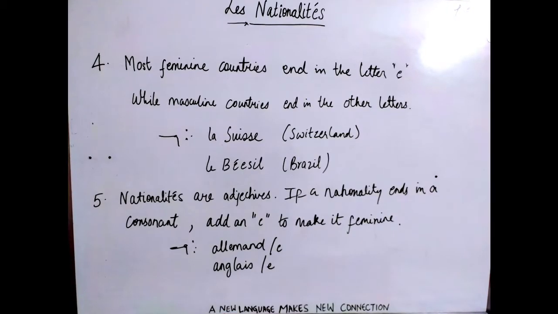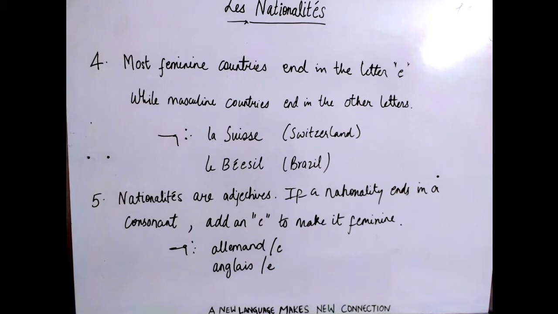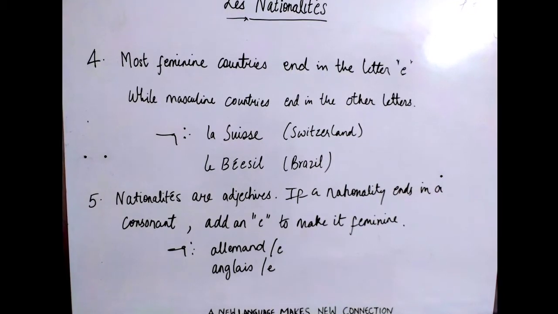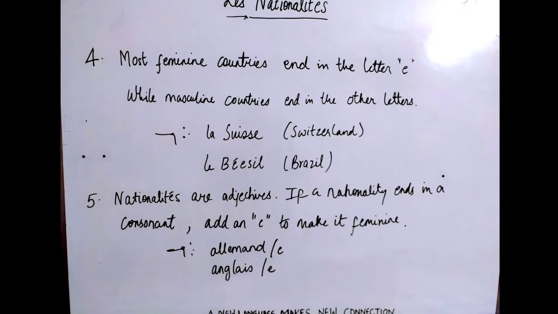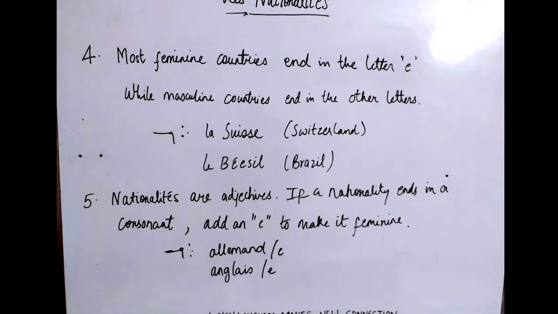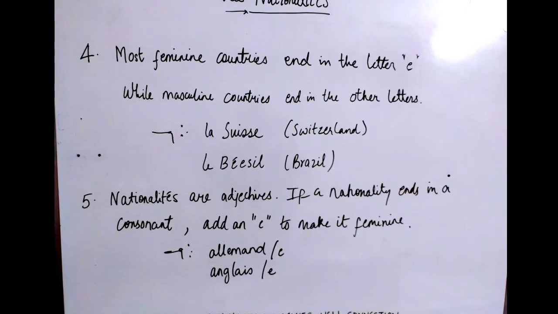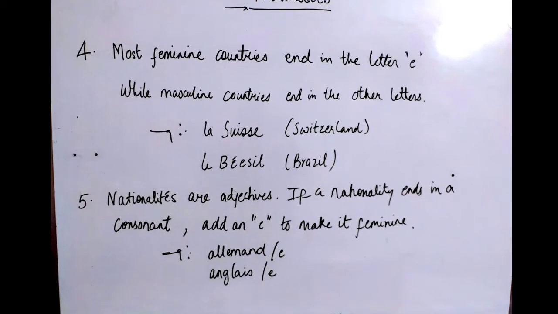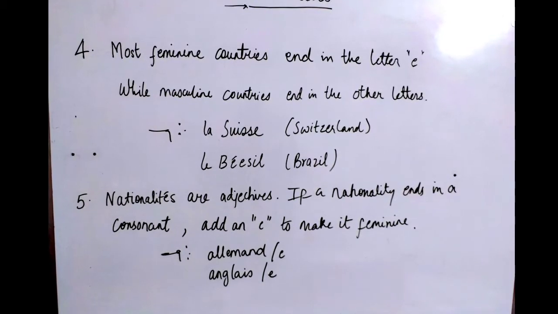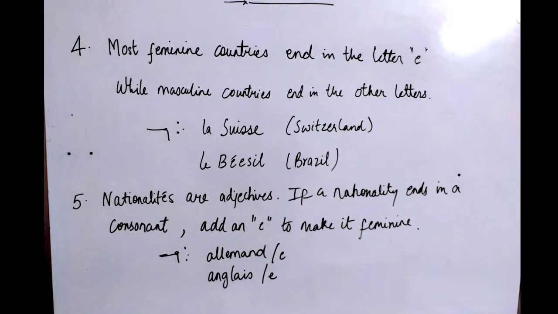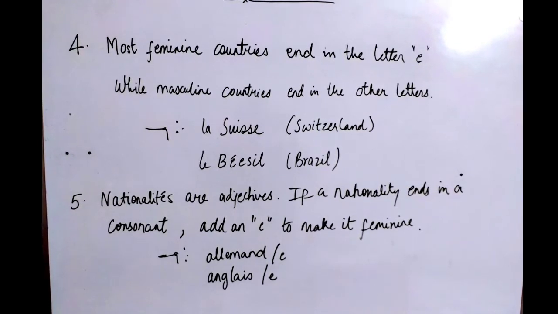Now, this is a very important point: most of the feminine countries end in the letter E, while masculine countries end in other letters. This is not the same case with all the feminine countries, but in most of the cases. Have a look at the example. This is la Suisse, which is Switzerland, and le Brésil, which is Brazil. So Switzerland here is a feminine country and Brazil is a masculine country.